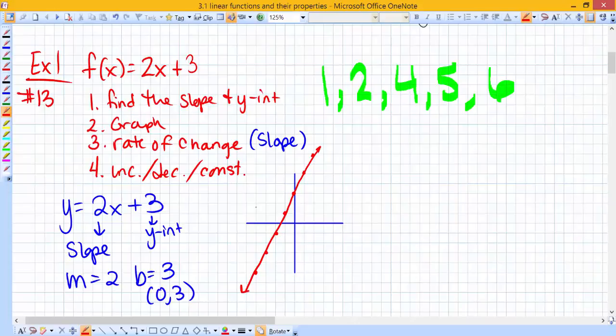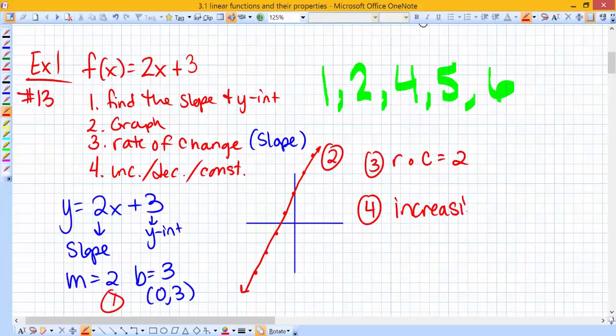The rate of change. So here's your answers for 1. Here's your answers for 2. Now 3, it says find the rate of change. My rate of change is also 2. It's the same as the slope. And then the answer to part 4, is it increasing, decreasing, or constant? Well, my rate of change is positive. My graph is increasing. It's going up in the positive direction. So my graph is increasing.